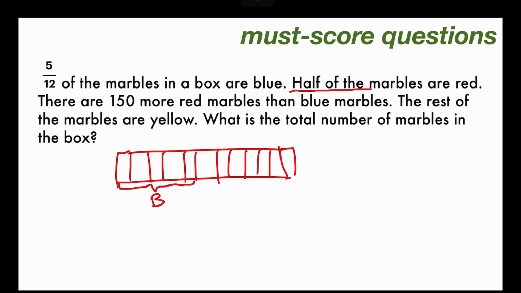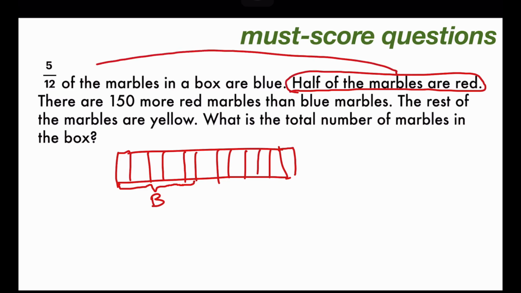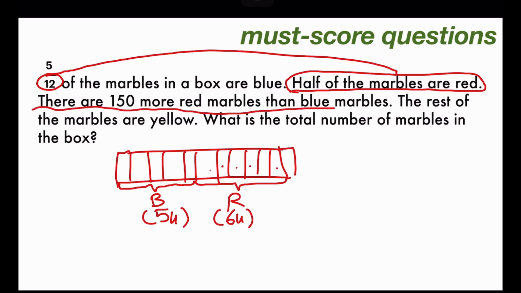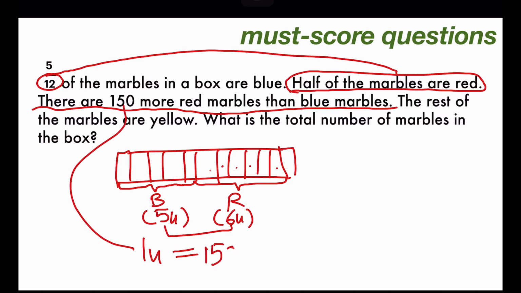Now next keyword. Half of the marbles are red. Half of the total marbles, which is 12 units here. So half of 12 is 6 units. 1, 2, 3, 4, 5, 6. They are red. So let's go back to blue again. I have 5 units, and red, I have 6 units. Now they tell us there are 150 more red marbles than blue marbles. So if you compare 5 units and 6 units, the difference is 1 unit. And the difference happened to be 150 marbles.